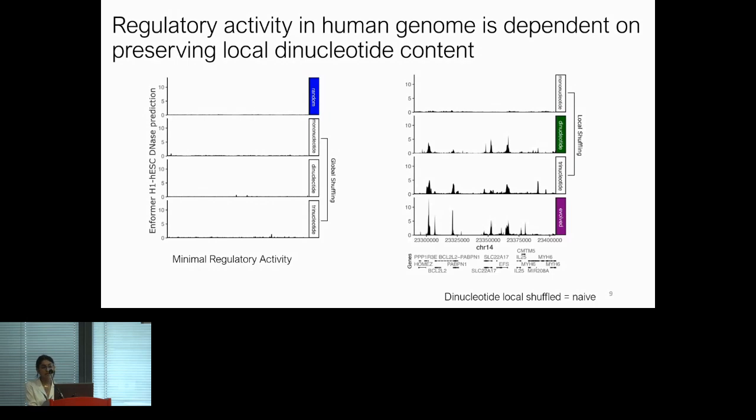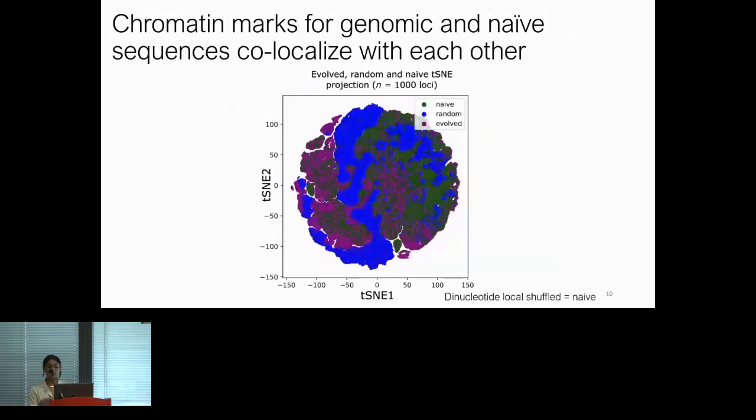And instead of looking at this on a track by track basis, just by one track, we can also look at this at a higher level. So here what we've done is we've clustered the predictions of Enformer for 5 different chromatin marks, all for the same H1 cell line. And we cluster the 128 base pair Enformer bins. And what we see here is that in the green, we have the naive or dinucleotide shuffled sequences. Blue is those completely random, and then purple is those evolved sequences.